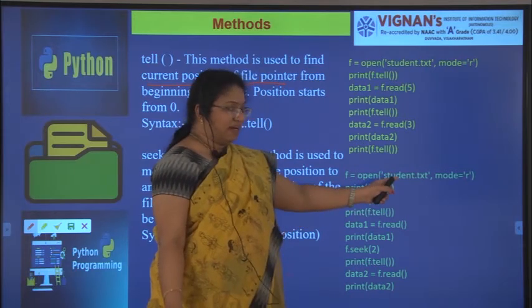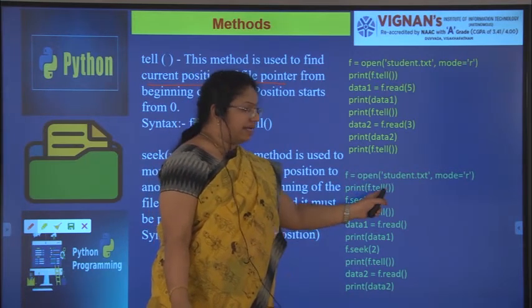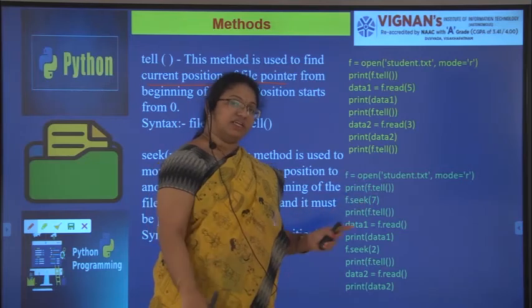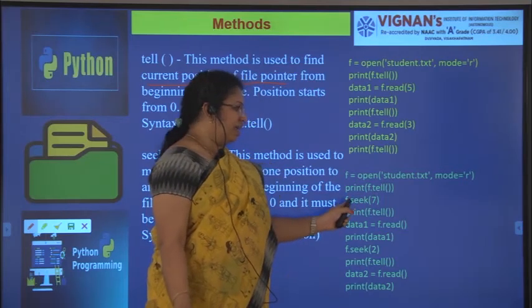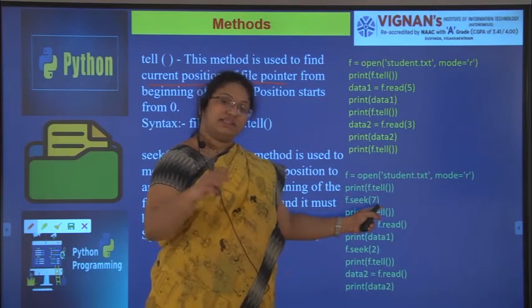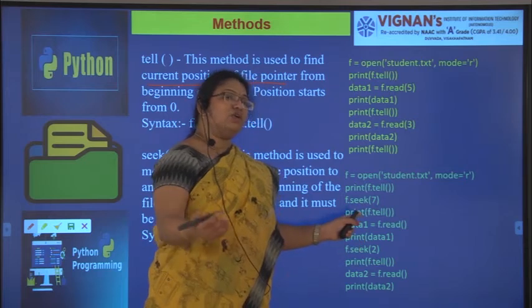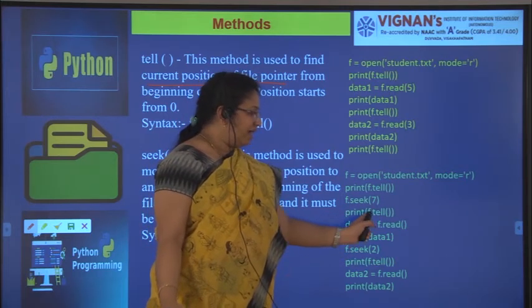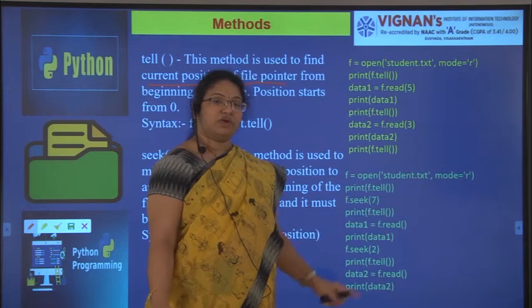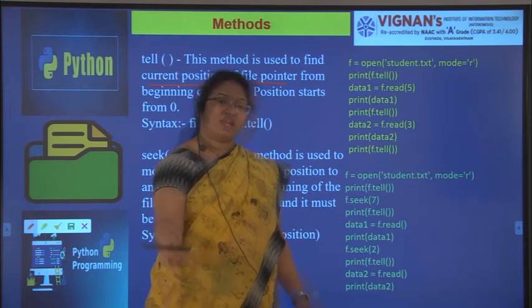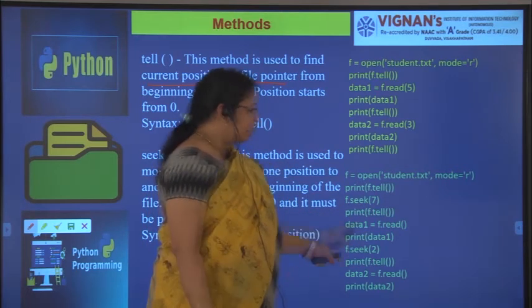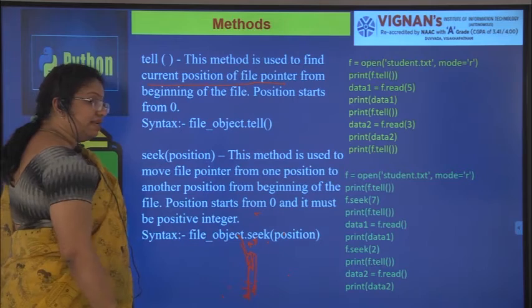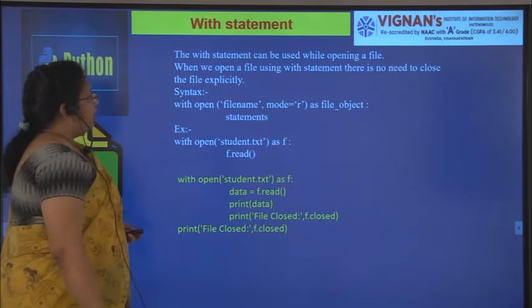Now see this example. I opened a file in read mode and I am asking to tell the position. Yes, the position will be 0. f.seek of 7, I moved to the 7th position. Now to know what position I moved to, I use the f.tell method. It is going to print the position of your file pointer. So this is about your tell method and your seek method.